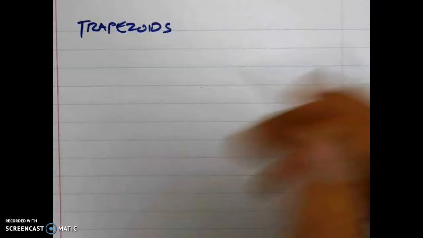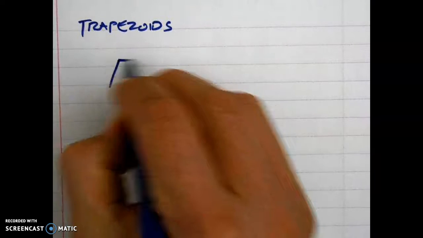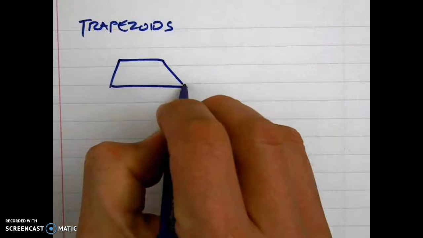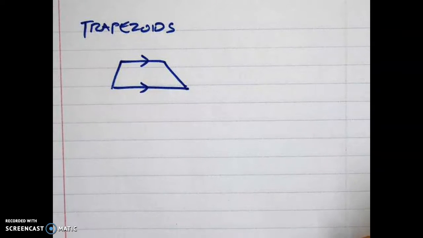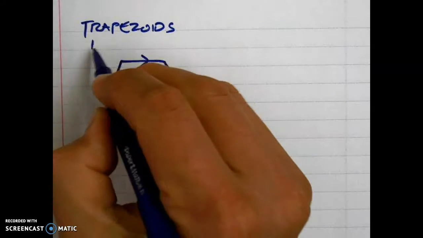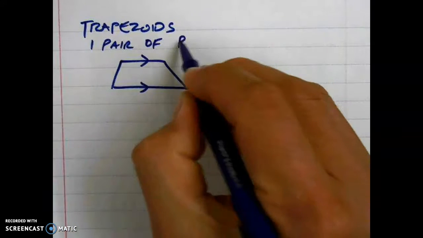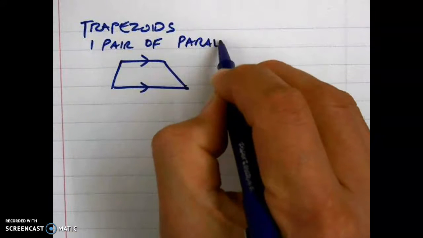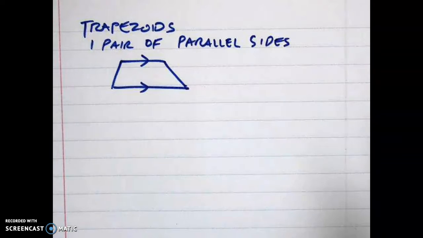Okay, so today we are talking about trapezoids. First of all, let's talk about what a trapezoid is. This is an example of a trapezoid. And for a trapezoid, you have one pair of parallel sides. Okay, it's a quadrilateral with one pair of opposite sides parallel.